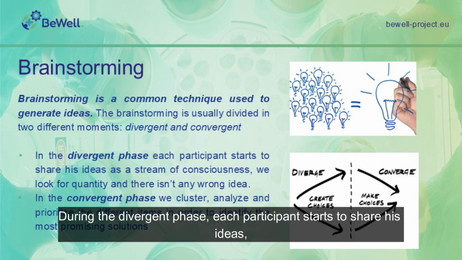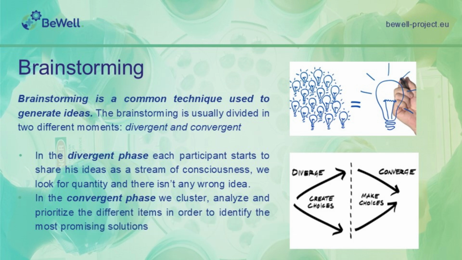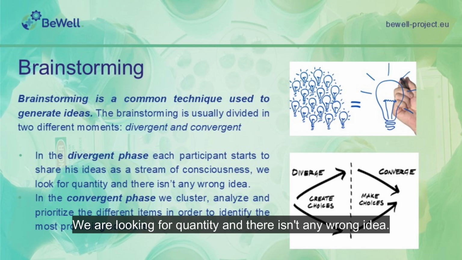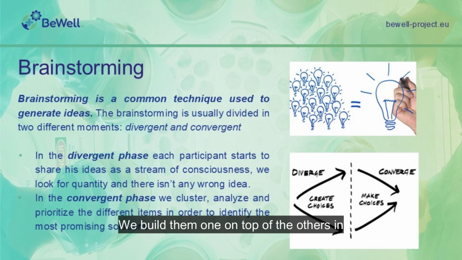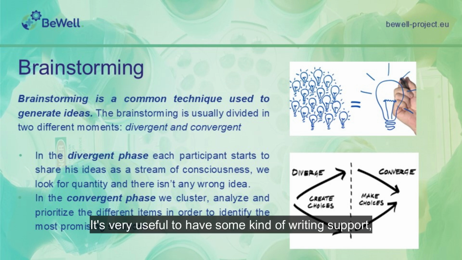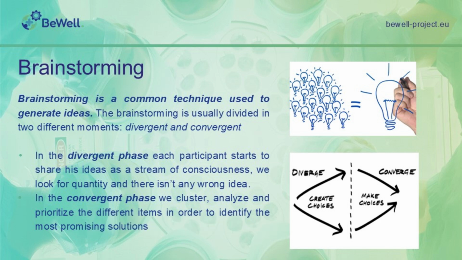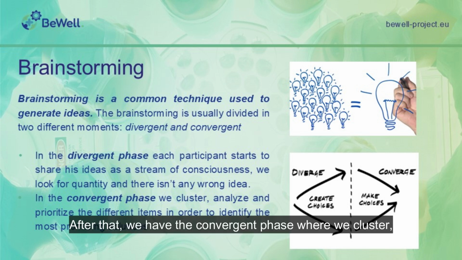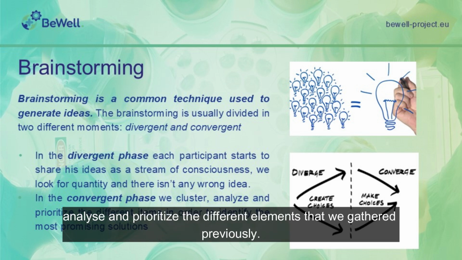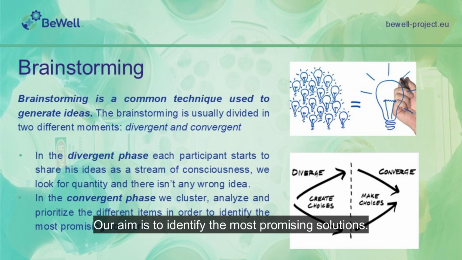During the divergent phase, each participant starts to share his ideas, as if we were in a stream of consciousness. We are looking for quantity and there isn't any wrong idea. We build them one on top of the others in order to create a broad set of possibilities. It's very useful to have some kind of writing support, such as a whiteboard, post-its or a tablet with a note function. After that, we have the convergent phase where we cluster, analyze and prioritize the different elements that we gathered previously. Our aim is to identify the most promising solutions. This technique can be used among all the different phases of the problem-solving methodology.